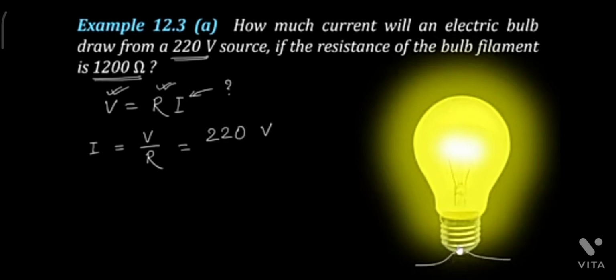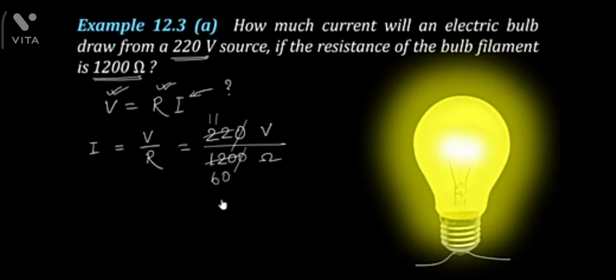So I is equal to V by R, where V is 220 volt, the potential difference, and the resistance is 1200 ohm. Volt by ohm is nothing but ampere, so current will be measured in ampere. Now we will try to reduce the value here. Cut the zeros, 2 11s are 22 and 2 60s are 120. And then finally we get the value 0.18 ampere.